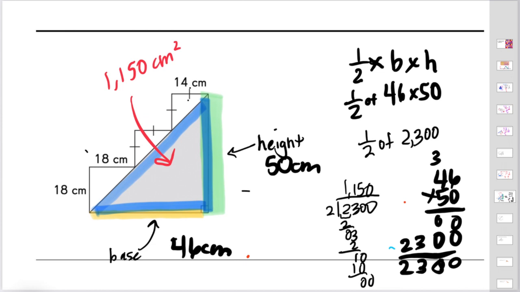And we forgot to classify this triangle, but if we were going to classify this triangle, hopefully you saw this right angle down in the corner. And so we know that this would be a right triangle.